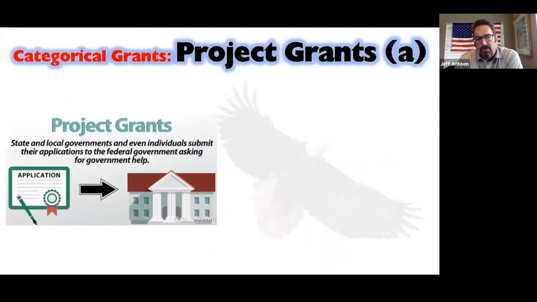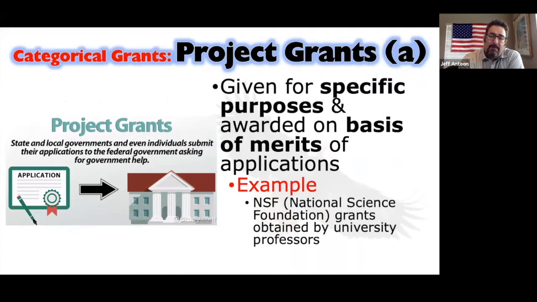The other one is a project grant. I'm sorry, under categorical, the first one is project grant. Hopefully you could see the way I visualized it on the notes. And this is where state and local governments and even individuals could submit stuff to ask the government for help. So I could do that if I wanted to. And these project grants are given for specific purposes. Categoricals are all for specific, but again, it's on the basis of merit. So the NSF, the National Science Foundation, grants that are obtained by university professors for studying. I'm sure there's a lot of this that's going on with COVID and finding a vaccination and maybe drug therapies that will help us cope with COVID if we get it.